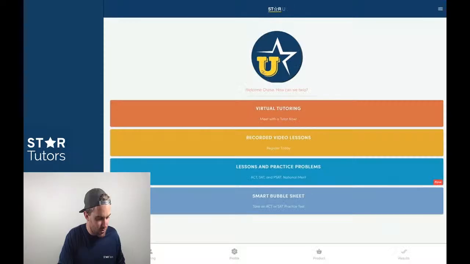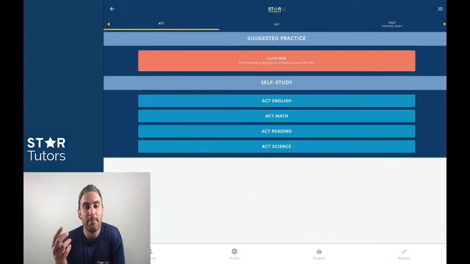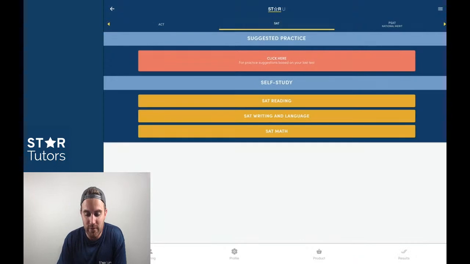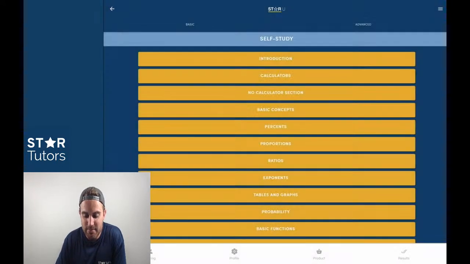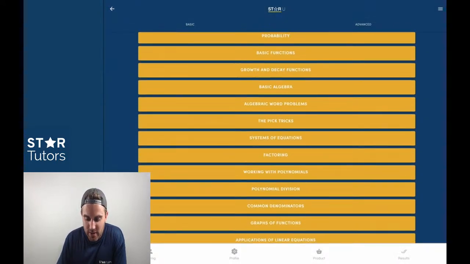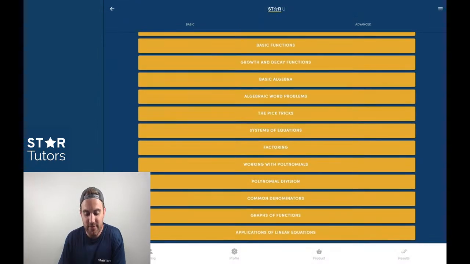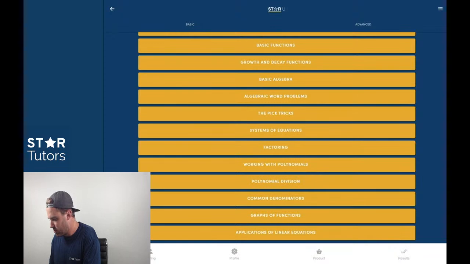So on the right here, you'll see, background of my screen, right? If you click lessons and practice problems after you download, or I posted the link and I'll post it again, you scroll over here to SAT and then you go to SAT Math. Look right here, right? You guys can see all of the algebra things, factoring, systems of equations, applications of linear equations. I highly encourage you guys to download the app, right? Download Star U.